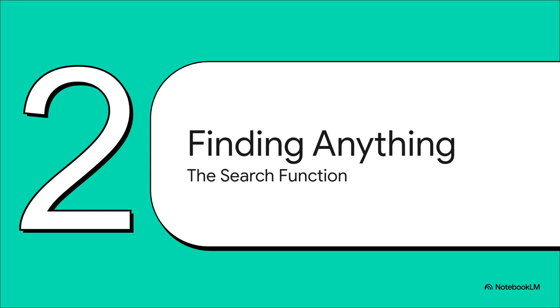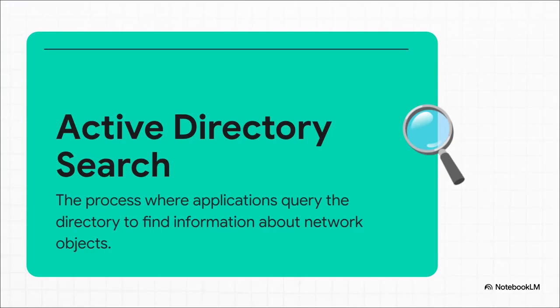So how does our digital librarian actually do its job? Well, you can boil it down to two primary functions. The first, and maybe the most obvious one, is helping you find things. Let's call this the search function. And the search function is pretty much exactly what it sounds like. It's the process where your computer, or an app you're using, can basically walk up to our librarian and ask a question. Something like, hey, where's the color printer on the third floor? Or what's the email for Sarah in accounting? It's the asking part of the equation.